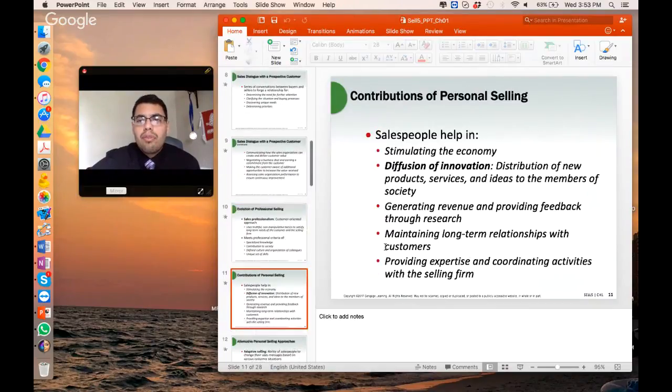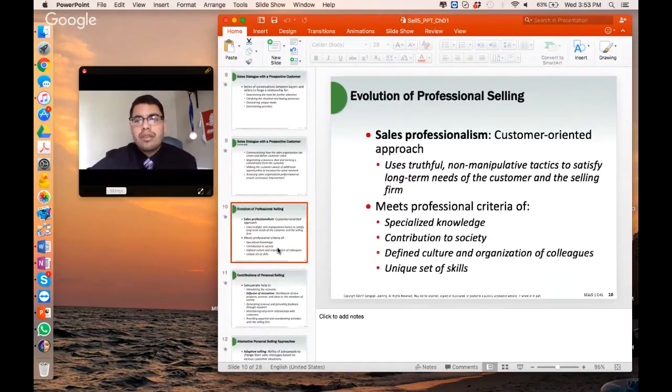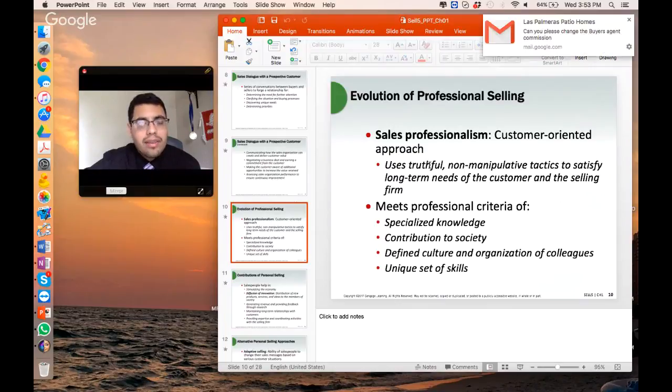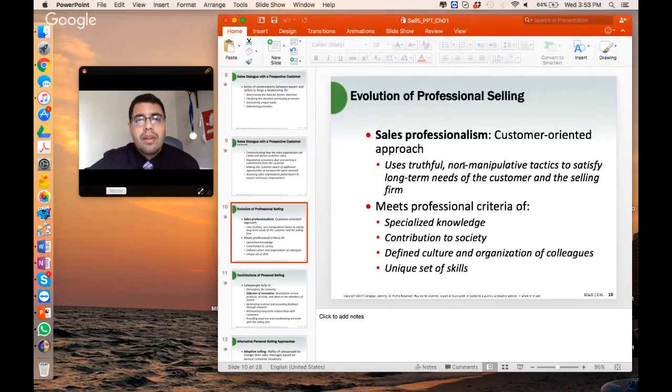So, evolution of professional selling, sales professionalism: a customer-oriented approach that uses truthful, non-manipulated tactics to satisfy long-term needs of a customer and the selling firm. You have to realize this part concentrates on truthful. Before, selling had to do with manipulative actions. Back in maybe the 50s, a salesman was a person who kind of tricked you into a product. This is no longer the case. The ethics of this industry is now focused on professionalism. And when you're a salesman, you're actually more acting like a consultant.